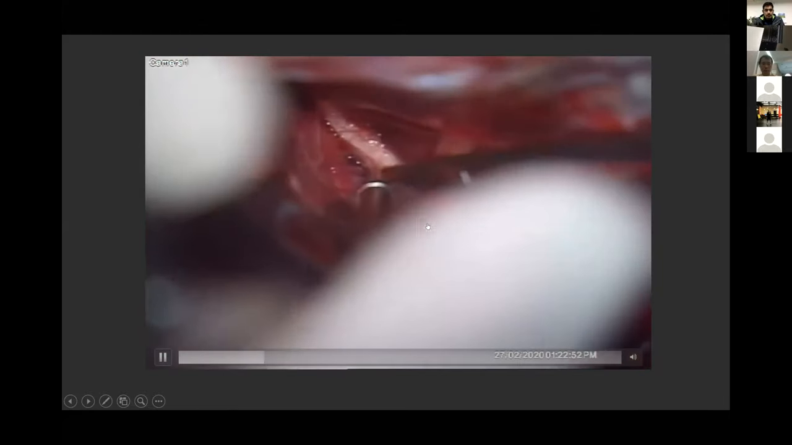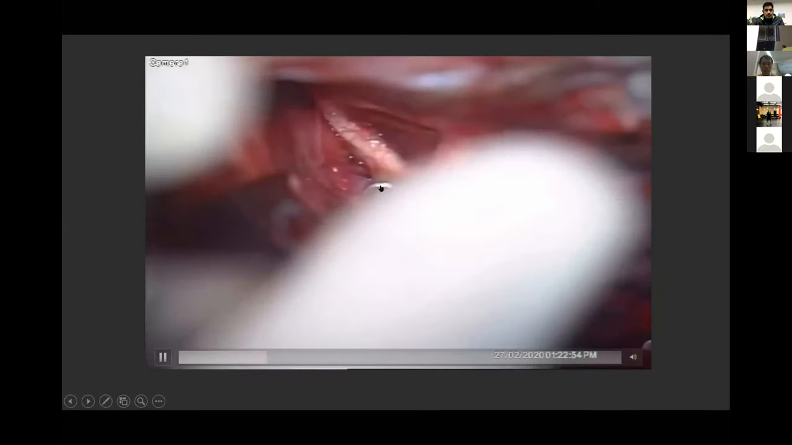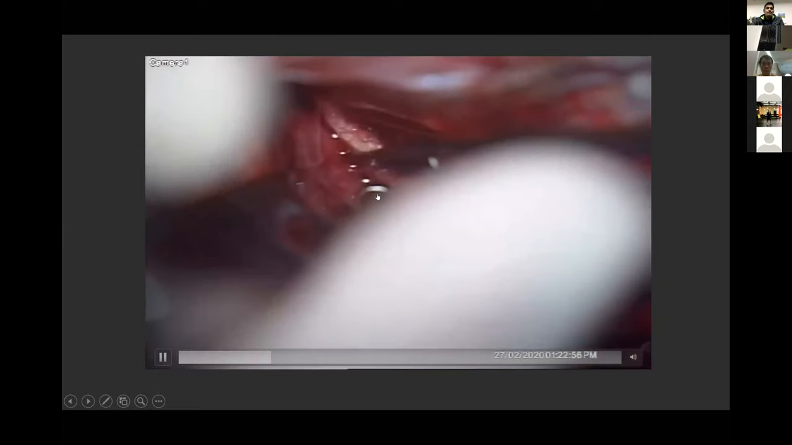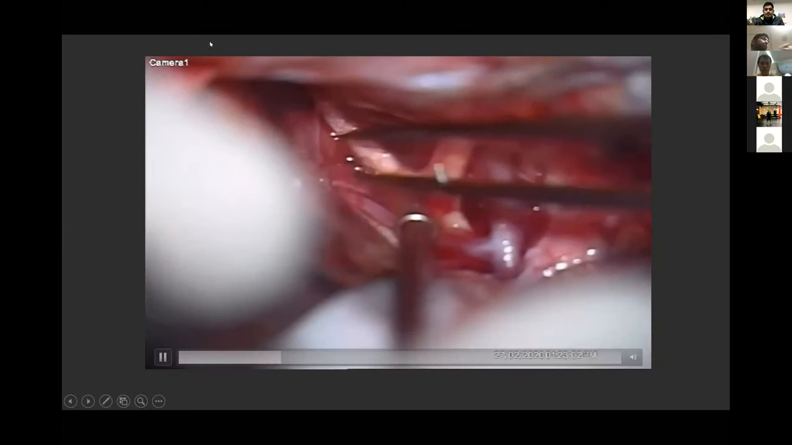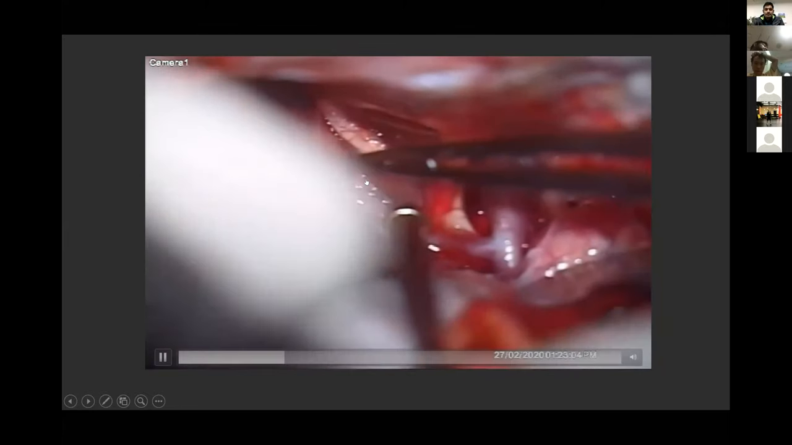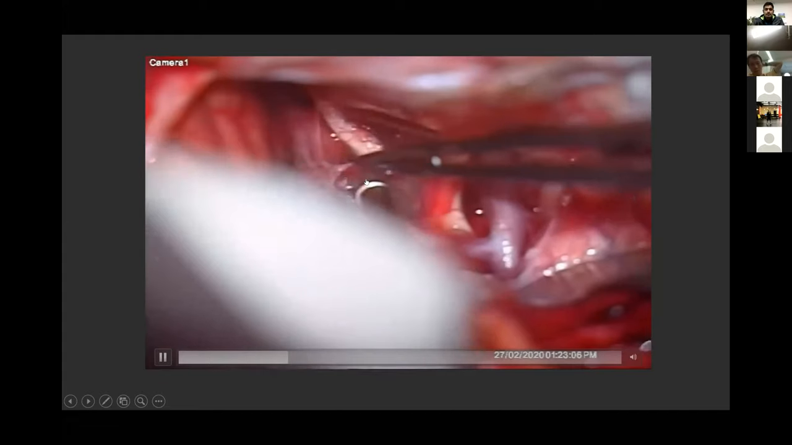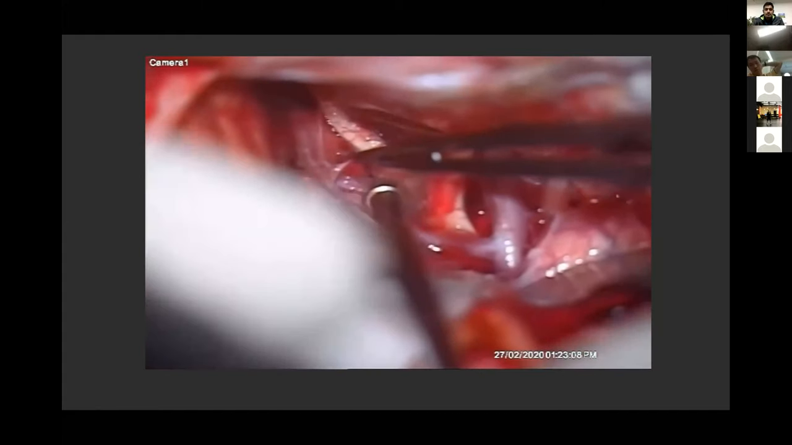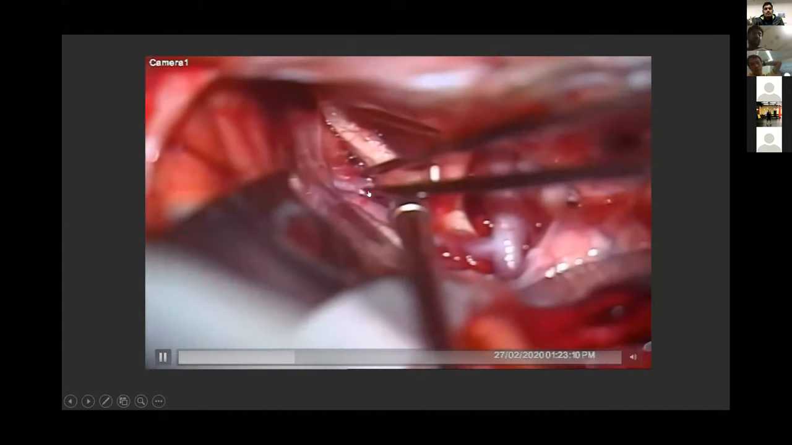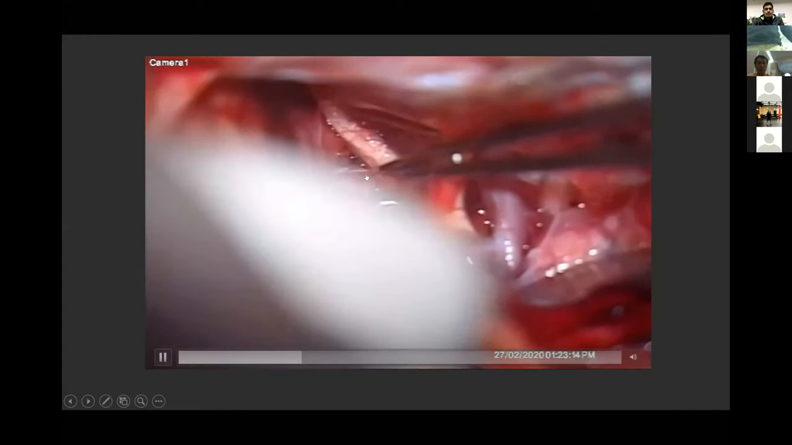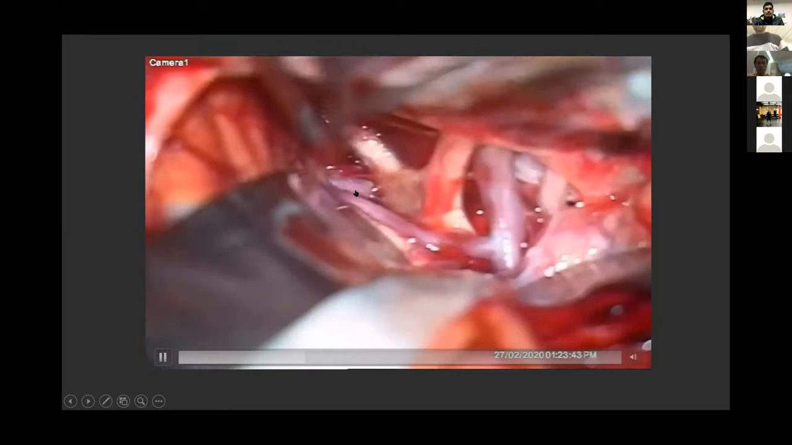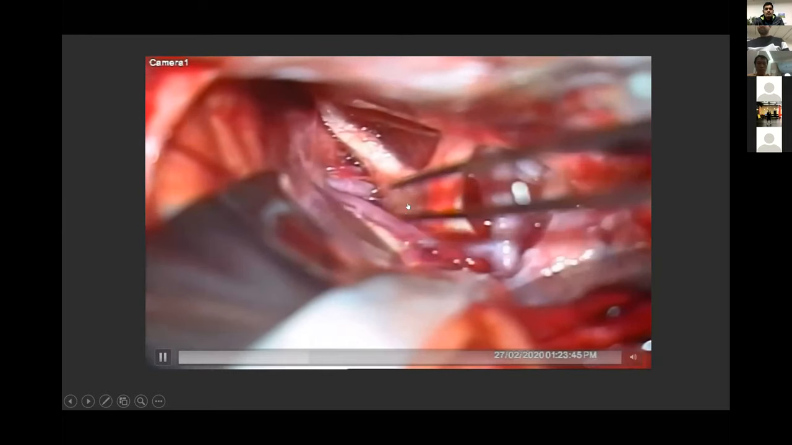And here it will start to appear in the field. Sorry for my fingers, it's appearing in the field. Dissecting the arachnoid from the contralateral A1 here. So I'm getting the A1, contralateral A1. Here it is, the contralateral A1. Here is the lamina terminalis.